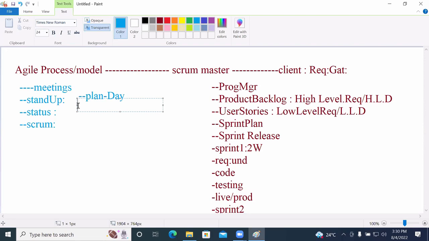That particular discussion will be done. Apart from that, you will be having a discussion of issues, that particular issues related to the project.